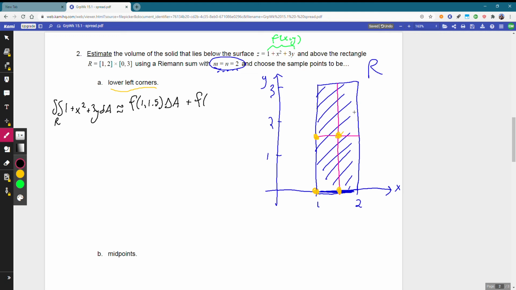So the evaluation point is 1.5, 1.5 times our delta A. And for our third rectangle, evaluation point is 1, 0, and the last one is 1.5, 0.